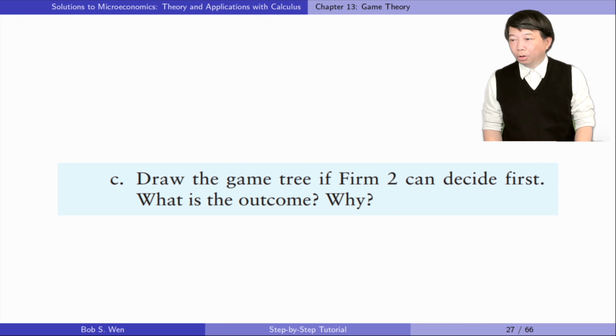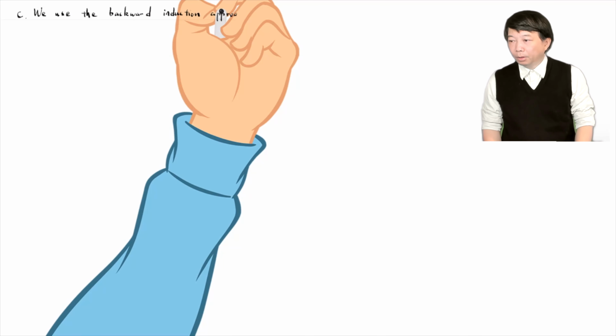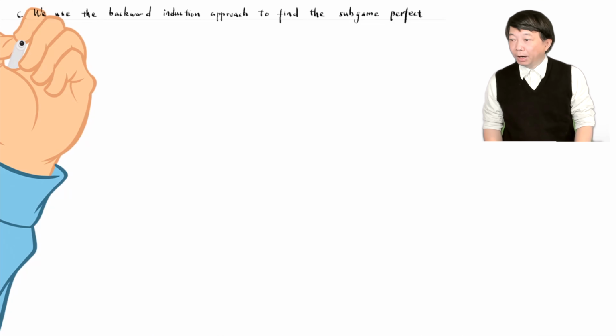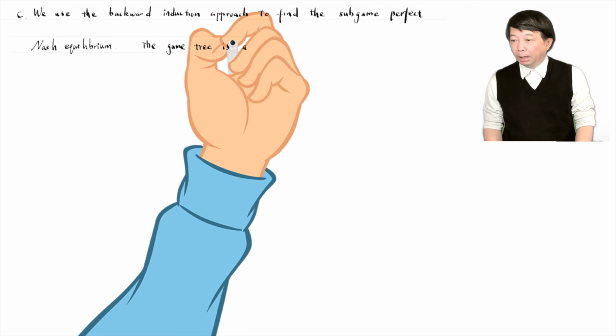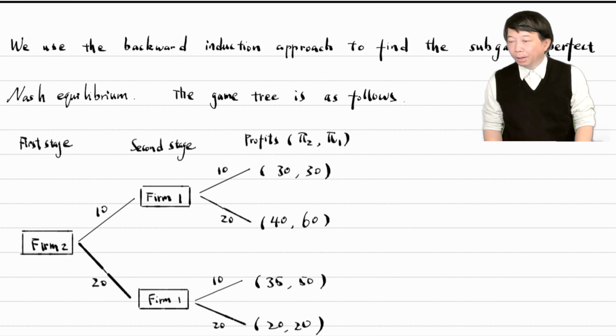In Part C, draw the game tree if Firm 2 can decide first. What is the outcome? Why? We use the same reasoning as in Part 2. We draw the game tree and use the backward induction approach to find the subgame perfect Nash equilibrium. There were two stages in the sequential dynamic game.